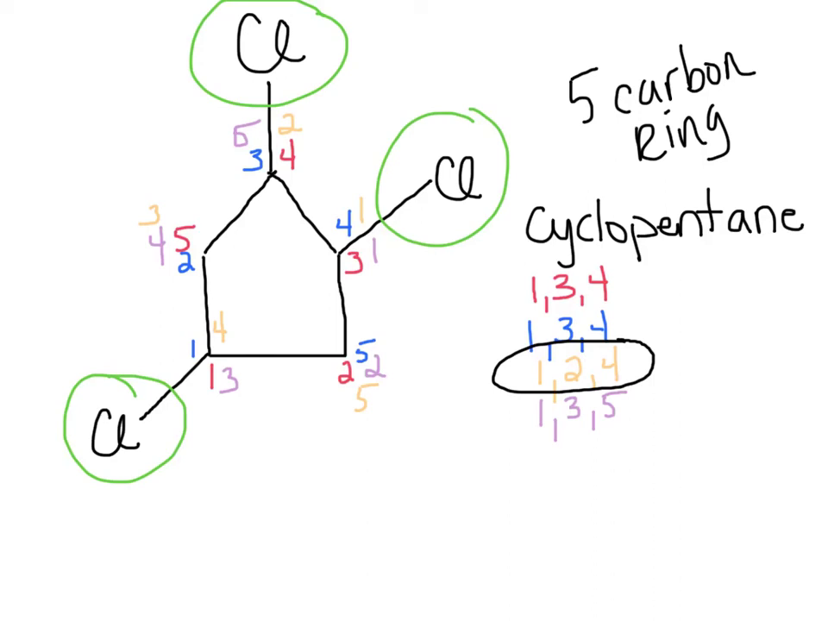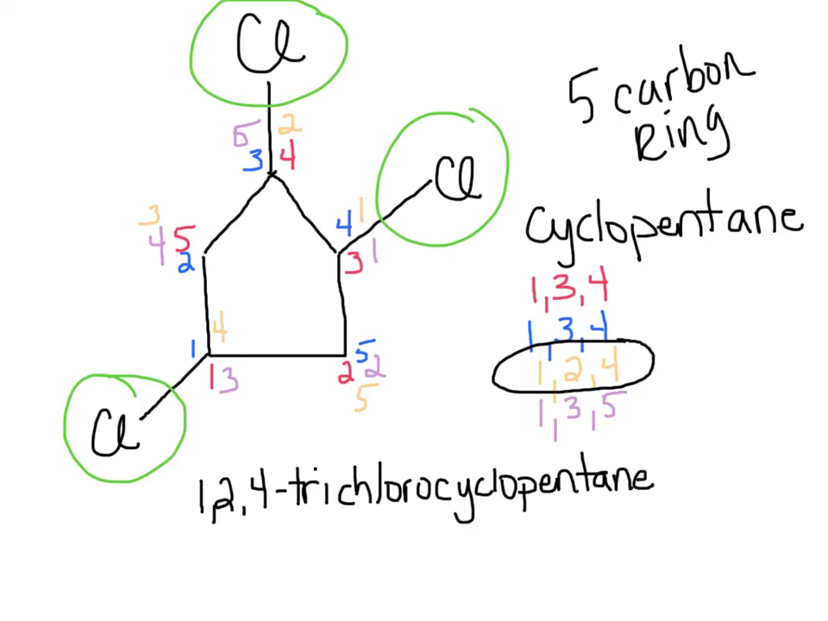So now that I know where my groups are located, I know I have chloro groups. I have 3 chloro groups, so I can actually assemble the name of my molecule now. I have 1, 2, 4. Since I have 3 chloros, I'm going to say trichloro because I don't want to say chloro. And it's a cyclopentane. So 1,2,4-trichlorocyclopentane.